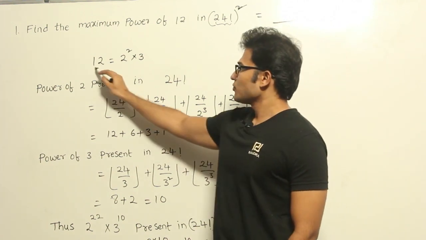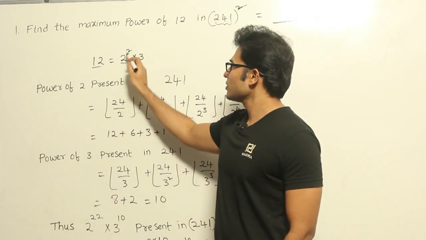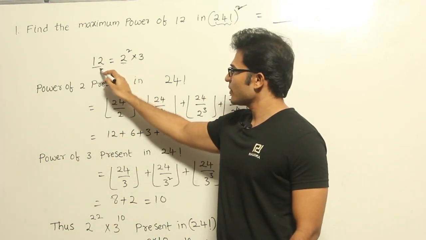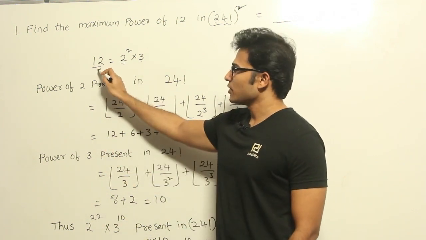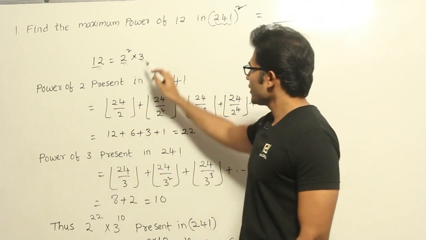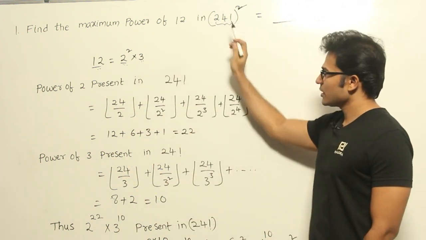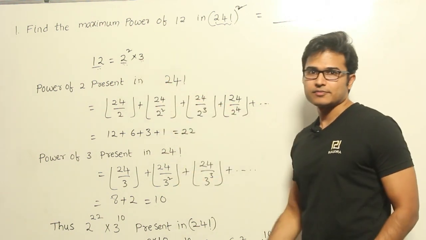Now how to write 12? 12 is 4 into 3. 4 into 3 is nothing but 2 square into 3. Therefore the prime factorization of 12 is 2 square into 3. In order to form 12, you have to use two 2's and one 3. Now you should find out in this entire number how many such two 2's and one 3's are there. Got it?